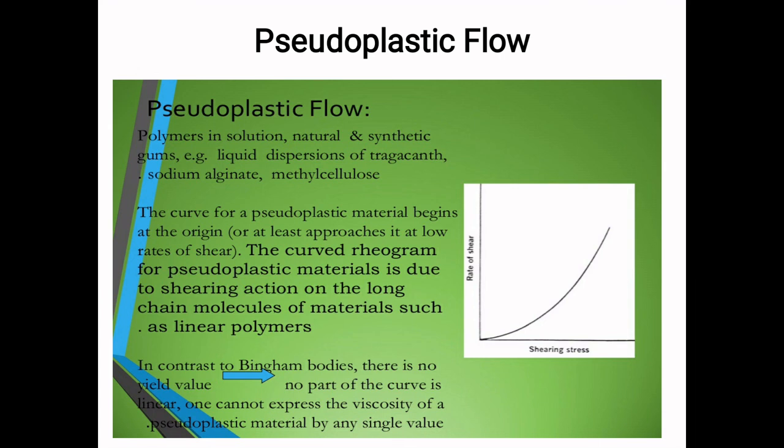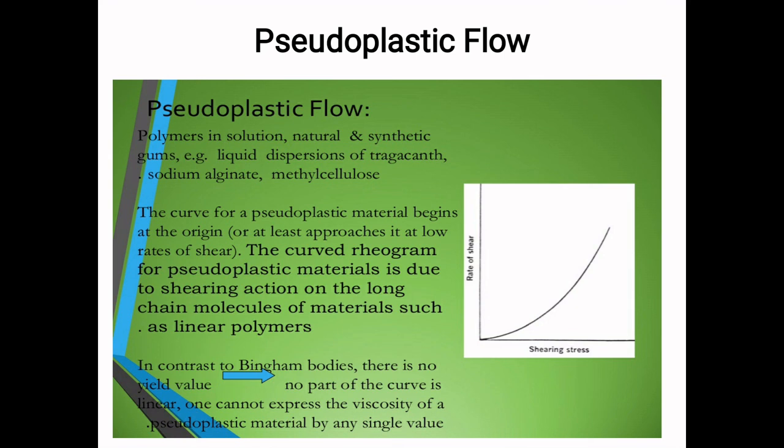The curve for pseudoplastic material begins at the origin, or at least approaches it at a low rate of shear. The curved rheogram for pseudoplastic material is due to the shearing action on the long chain molecules of material such as linear polymers. So that's why a curve has been shown on the pseudoplastic flow diagram.